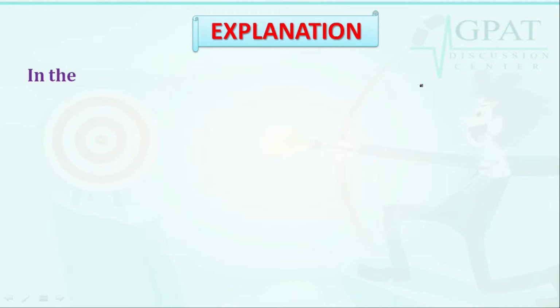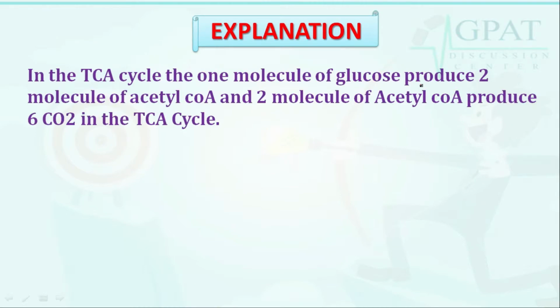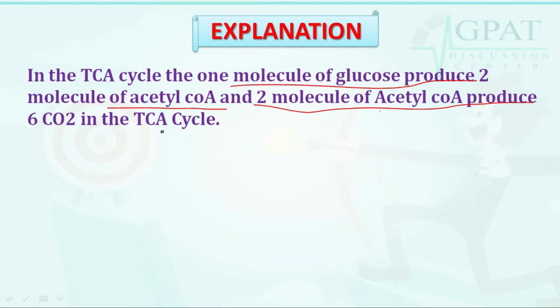Let's discuss with the help of explanation that in the TCA cycle, 1 molecule of glucose produces 2 molecules of acetyl coenzyme A, and 2 molecules of acetyl coenzyme A produce 6 CO2 in the TCA cycle.